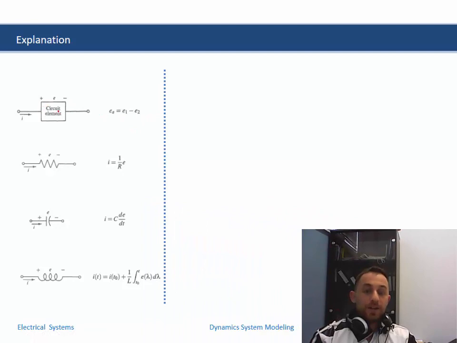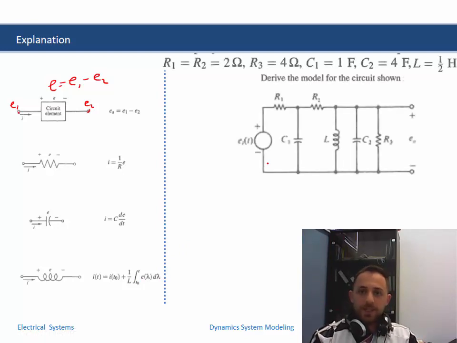As a review, remember that if we are given an electric element or component, then the voltage across this component is the voltage difference across its terminals. So assume this is E1, this is E2, then E equals E1 minus E2. The current passing through the resistor is E over R, across the capacitor is C dE by dt, and across the inductor is the initial current condition plus 1 over L integral of the voltage dt. To explain the node method efficiently, I will go through an example.